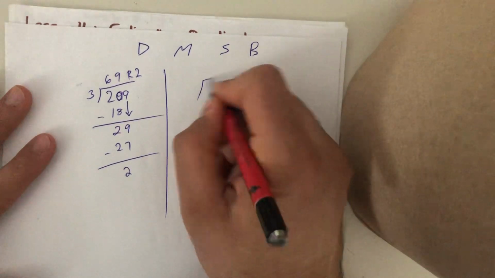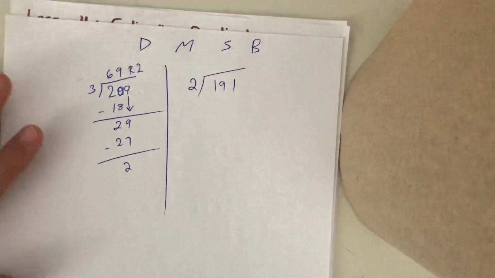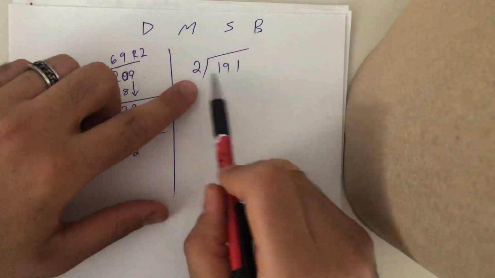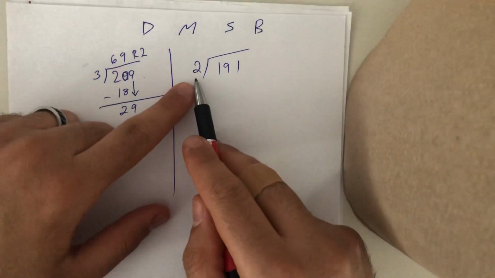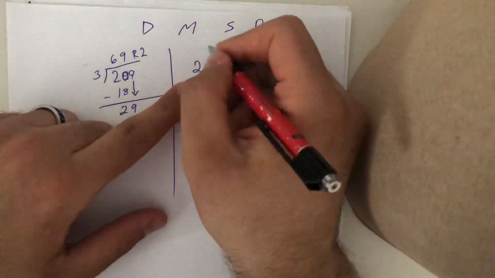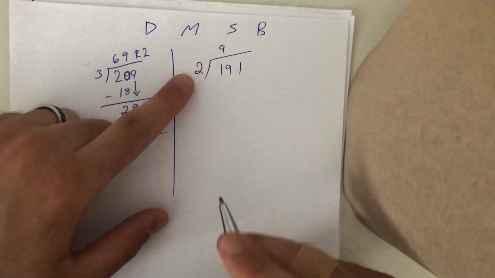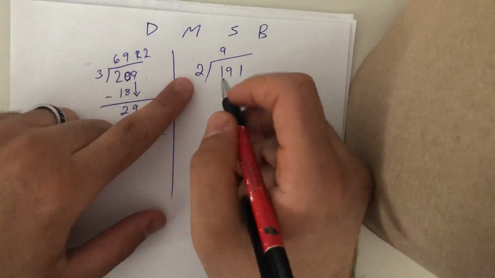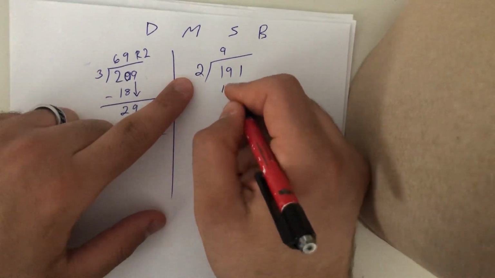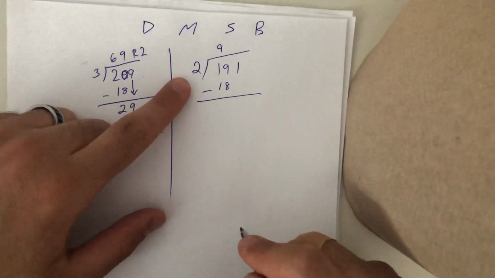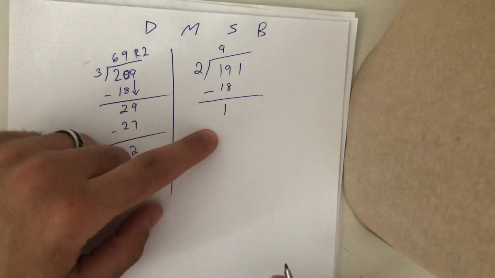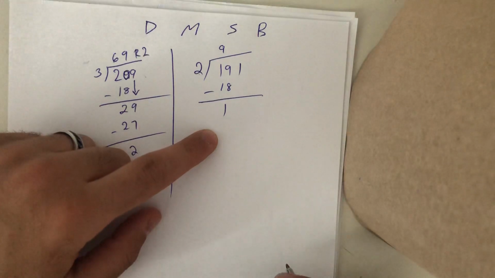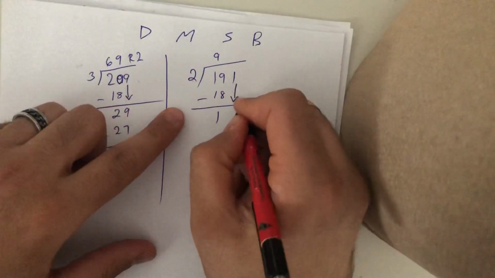191 divided by 2. How many times can 2 go into 1? That's not going to happen. How many times can 2 go into 19? It could go into it 9 times. What is 9 times 2? It is equal to 18. What's 19 minus 18 equal to? 1. How many times can 2 go into 1? That's not going to happen. So we must bring down the 1.